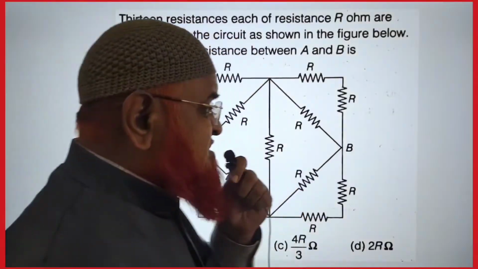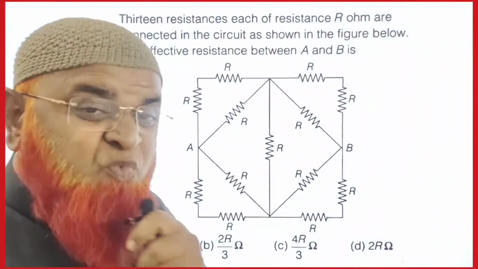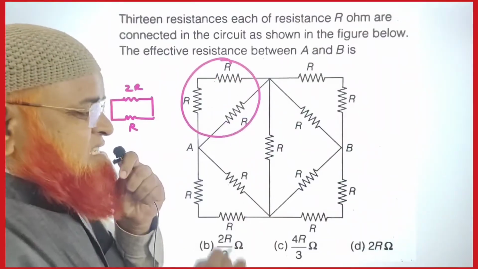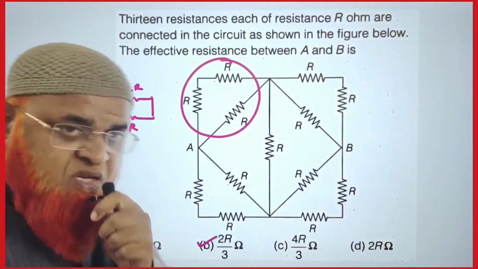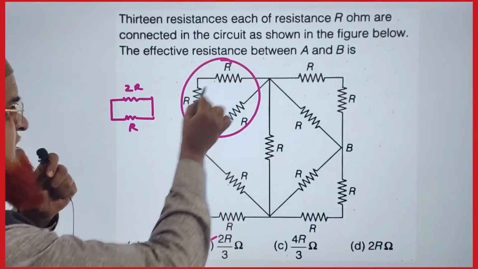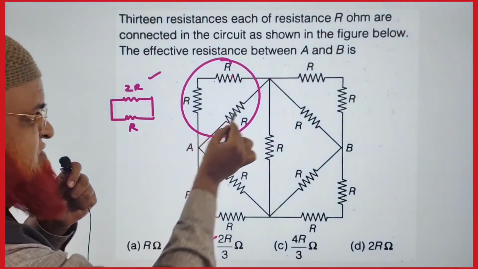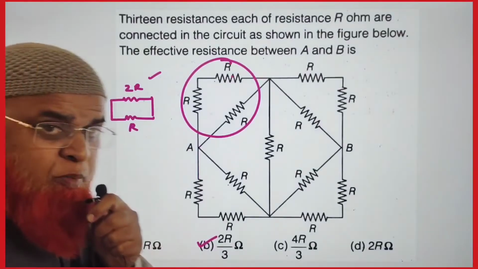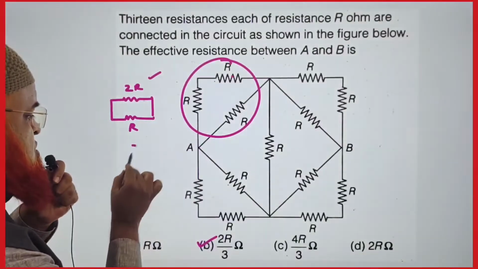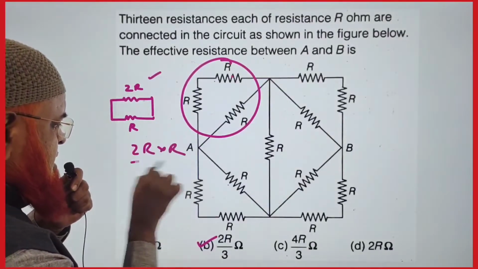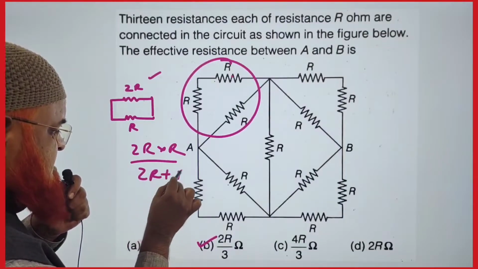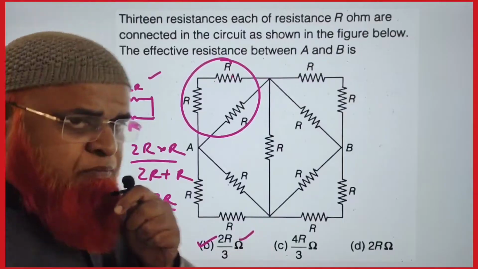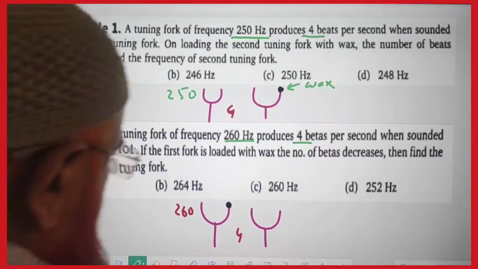My dear students, whenever this type of complex Wheatstone bridge comes, if you find the resultant resistance of these three resistors, that is going to be the answer. How? See, this is R plus R, which is going to be 2R. This is R. 2R is in parallel with R. So R1 R2 by R1 plus R2 is the formula. So 2R into R by 2R plus R, which is going to be 2R by 3. It's a simple shortcut method.